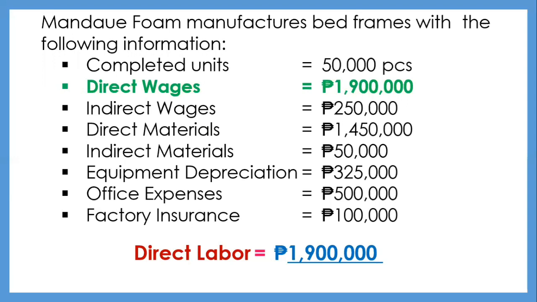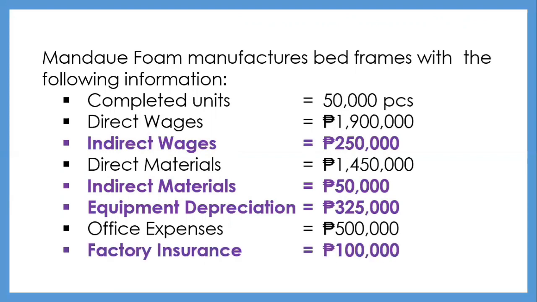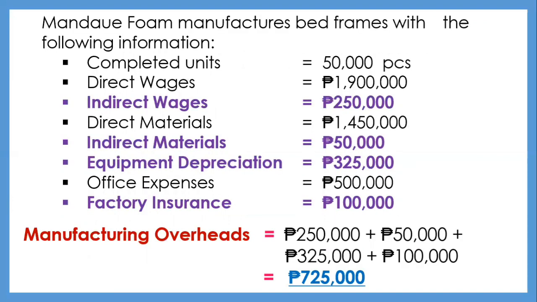The first manufacturing overhead that we have is indirect wages, amounting to 250,000 pesos. Aside from indirect wages, we also have indirect materials, 50,000 pesos. And aside from indirect materials, we have equipment depreciation, still under manufacturing overhead, amounting to 325,000 pesos. And finally, we have factory insurance, amounting to 100,000 pesos. The next thing that we need to do is to simply get the sum of these manufacturing overheads. In getting the sum, we have a total of 725,000 pesos for our manufacturing overhead.